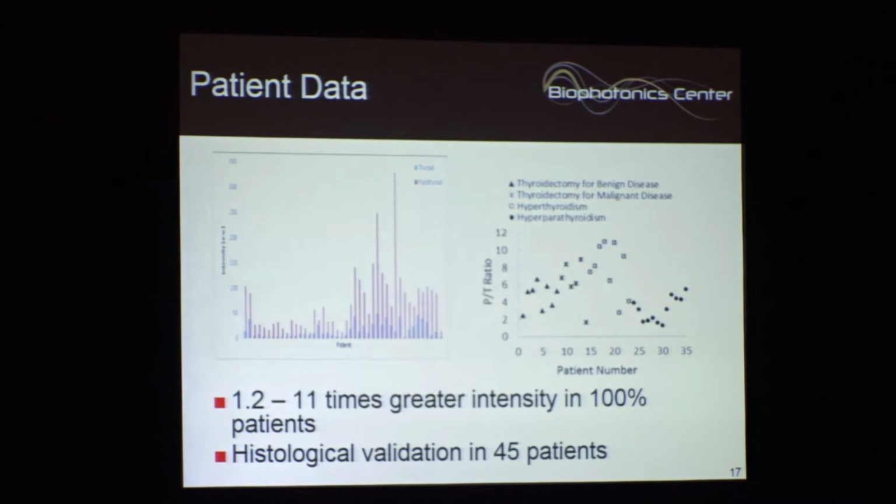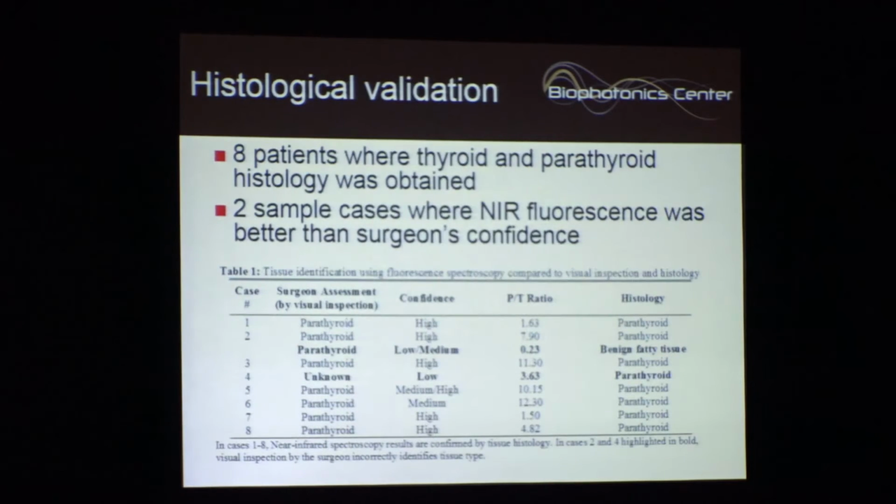In 100% of the patients up till about a month ago, we saw that the parathyroid intensity was significantly greater, between 1.2 to 20 times, and in these 45 patients it's 11 times, compared to the thyroid gland, and definitely compared to everything else, is way higher. So we found a signal which was strong in the parathyroid gland. We've done, as I said, many, many patients to show this.